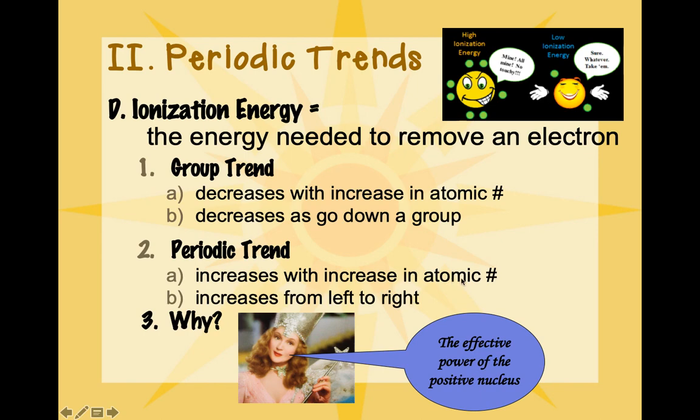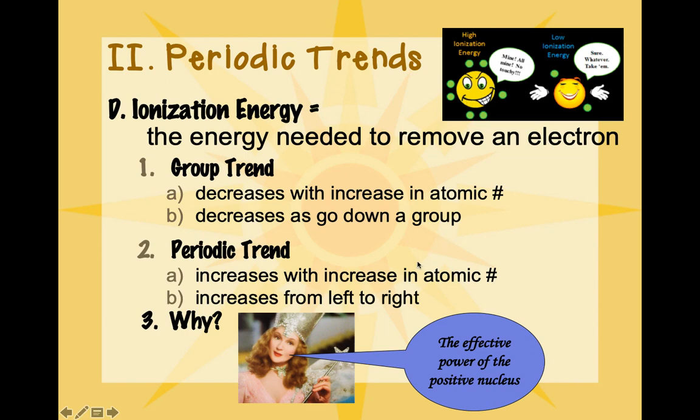So as atomic number increases, the nucleus is way more powerful. The positive nucleus has way more power, so it's holding on to those electrons way more tightly. It's saying, mine, don't touch. I'm going to hold on to all my electrons.